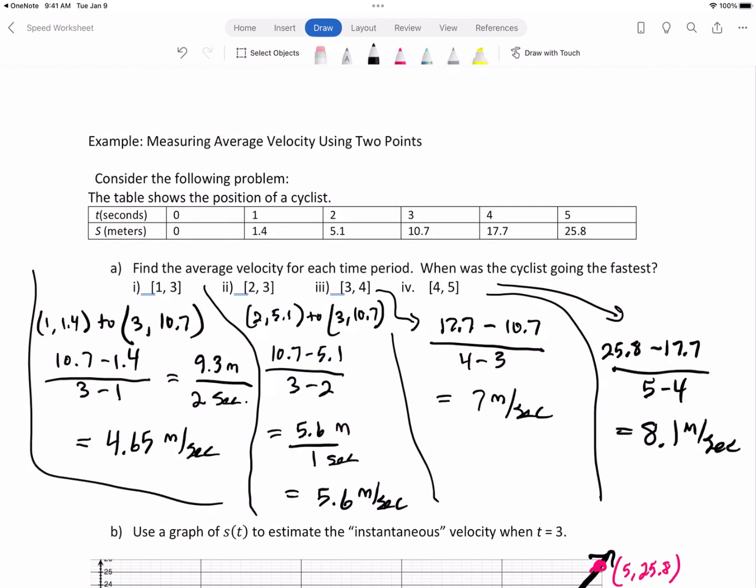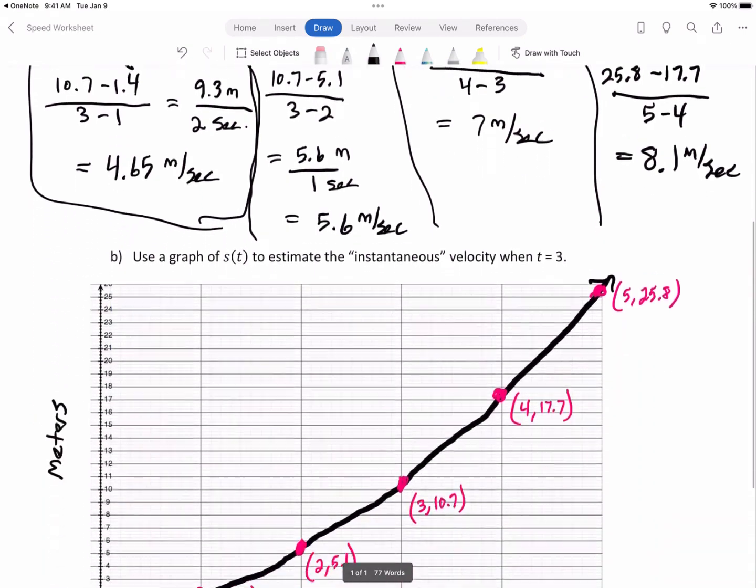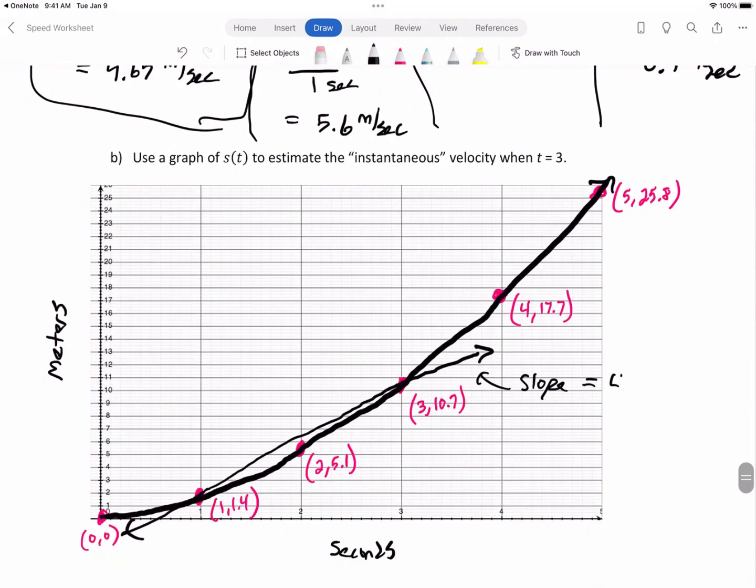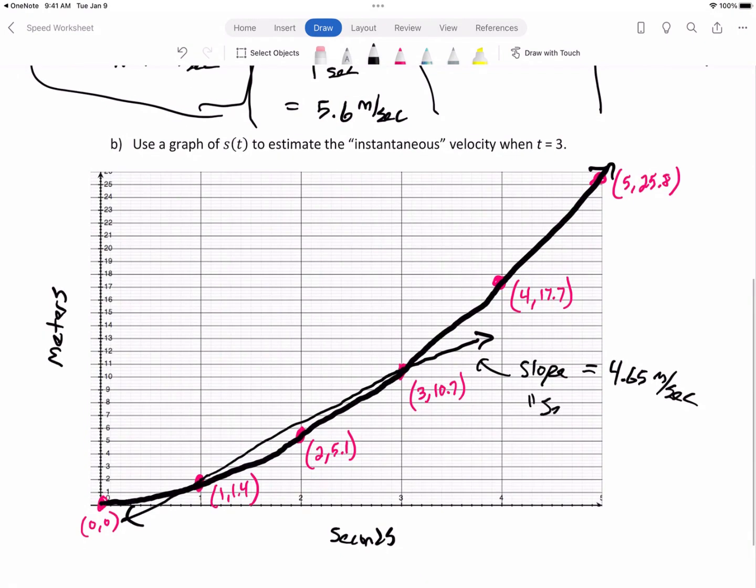Now let's have a look at the graph, and specifically at the interval 1 to 3 and what meaning that has in the graph. Let's connect t equals 1 to t equals 3. We see a line that we've just created, and that line has a specific slope, and that slope is the average velocity of 4.65 meters per second. This is what we call a secant line when we connect 2 points on an otherwise curved graph. But if we want to find the slope at exactly 3, this is called the instantaneous rate of change.